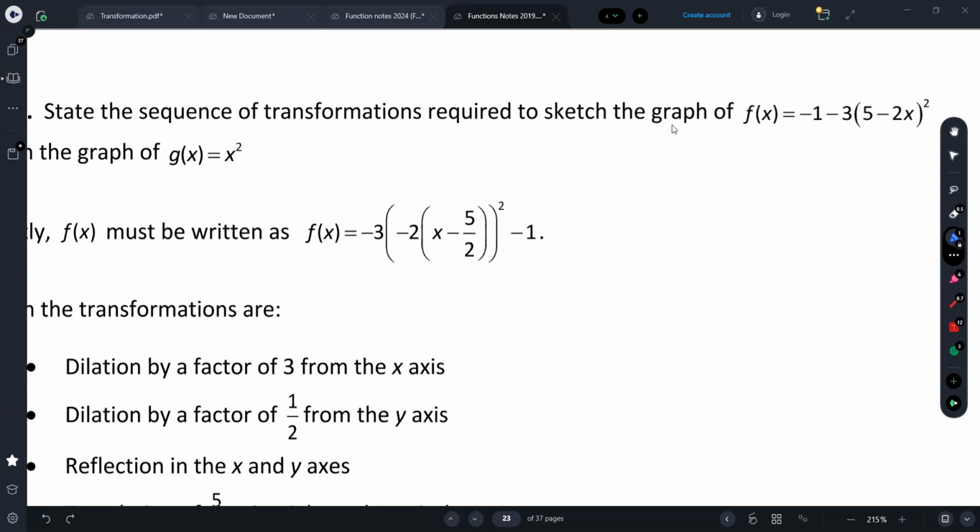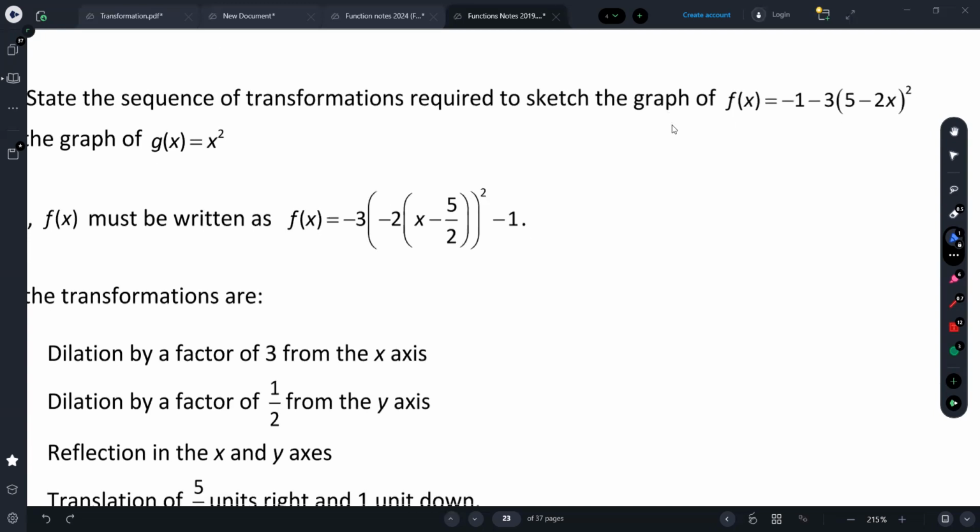Okay, so the way you can compare these two things, I'll say this is y equals x squared, and then this y dash is equal to -1 minus 3 5 minus 2x squared. I'm going to compare everything that has to do with x and everything that has to do with y, and everything that I'm not comparing has to stay the same. Do you still remember us doing that?